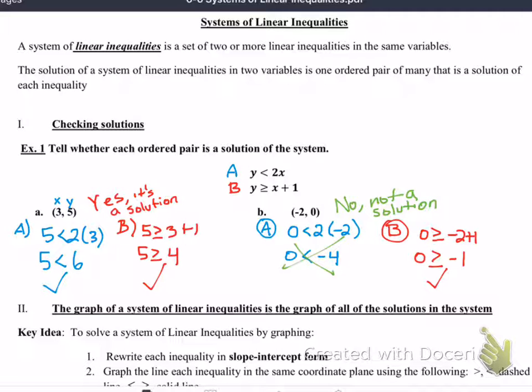So if you got line B that works, 0 is greater than or equal to -1, that works. But for A, 0 was less than -4, but that doesn't work. Since it doesn't work for both inequalities, it is not a solution. That's the first part of what your homework will be. Why don't we scroll down a little bit and start getting to the graphing.